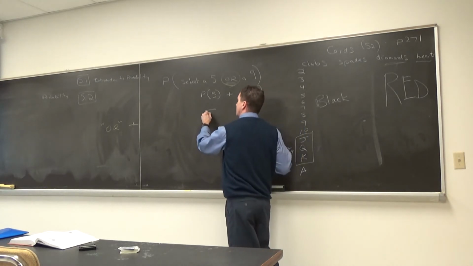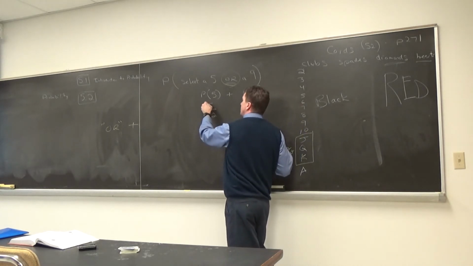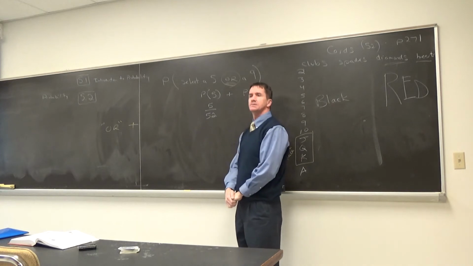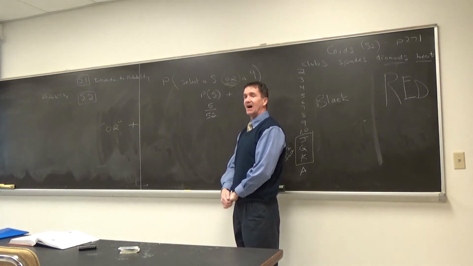Well, let's start here. 52 cards in the deck, that's my denominator. Is that right? Good. What's wrong with the 5? It should be 4. There's not 5 5s in the deck.